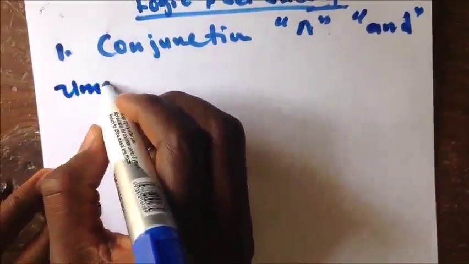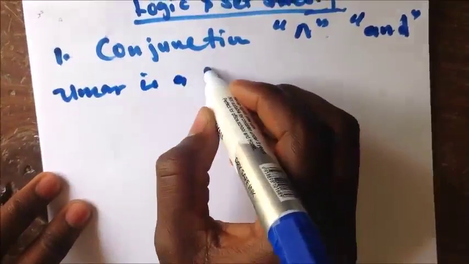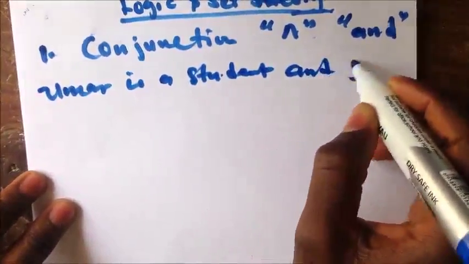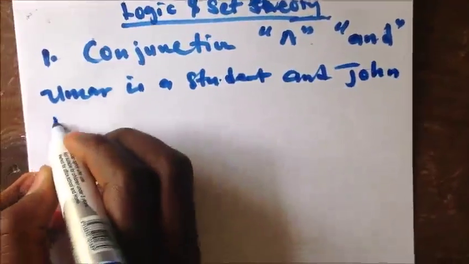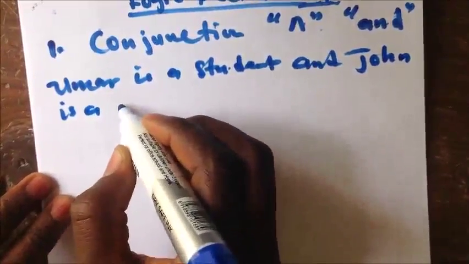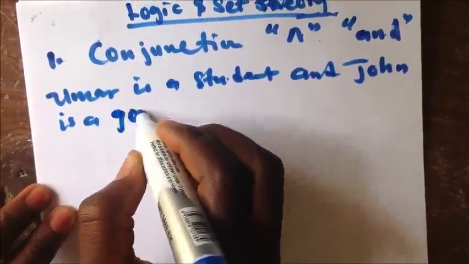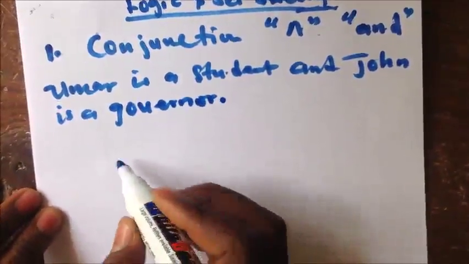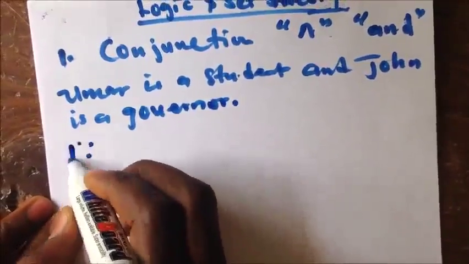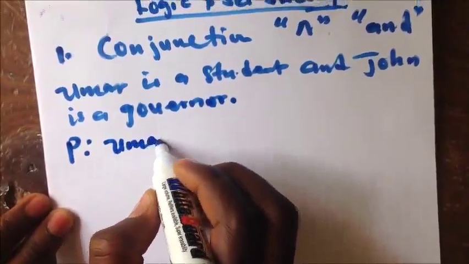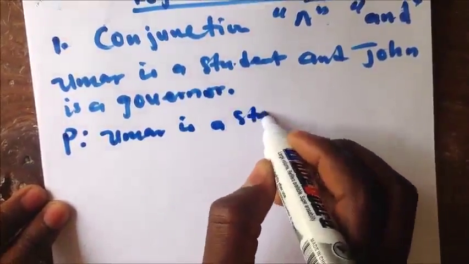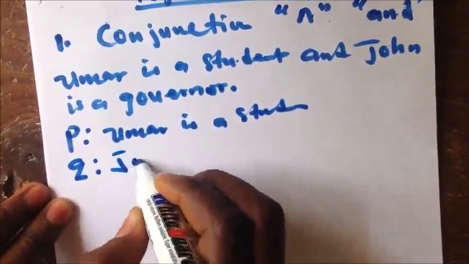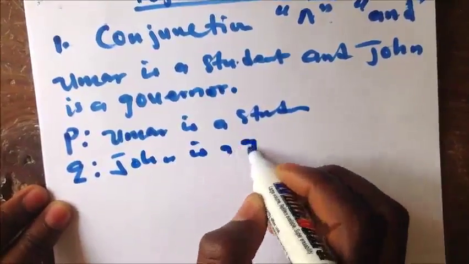Let's say: Omar is a student and John is a governor. Now, this is a statement. So we can say, okay, let P be equal to "Omar is a student", and then let Q be equal to "John is a governor".